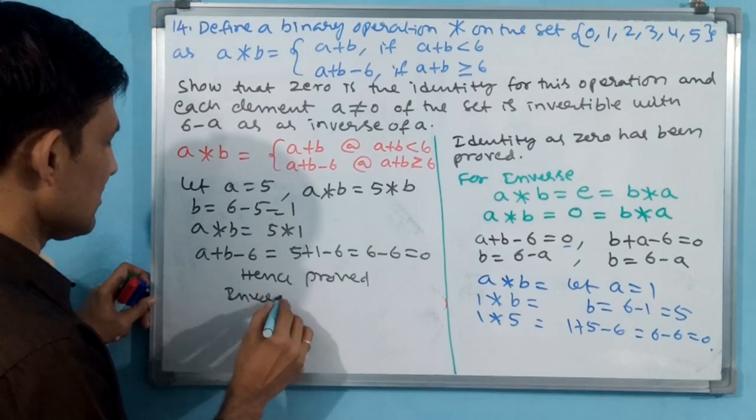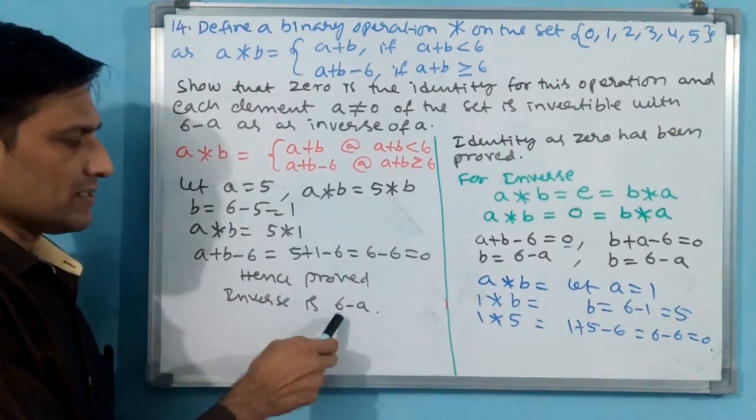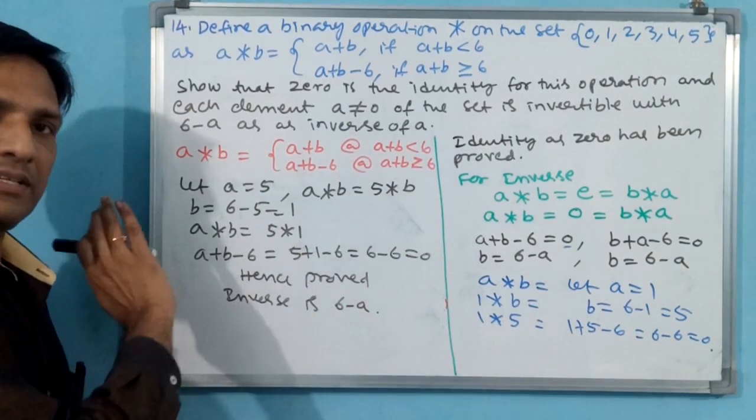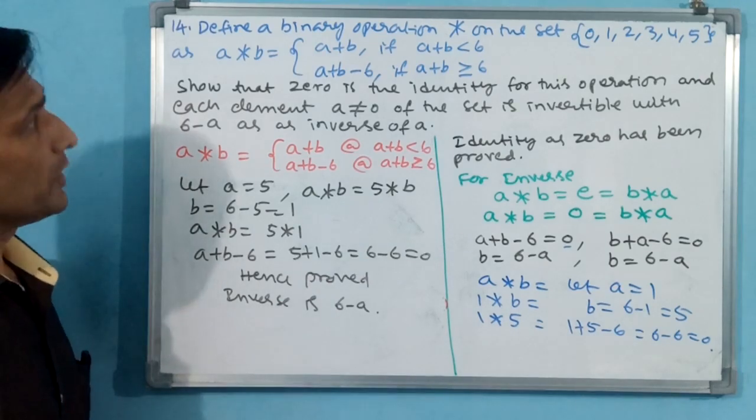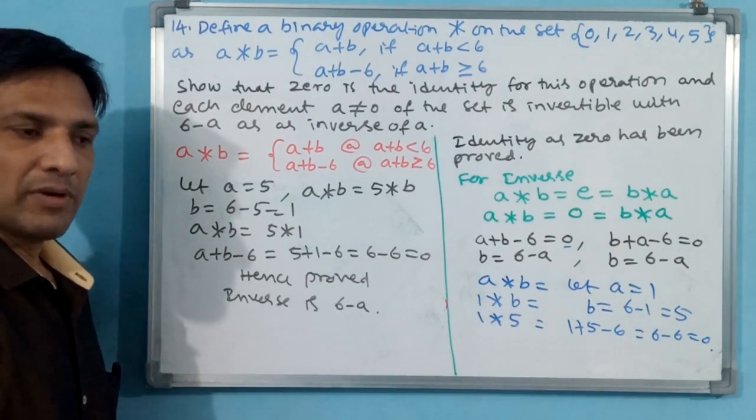Inverse. Hence proved, the inverse is 6 minus A. Like that you write and close this problem. We have finished the 14th problem.